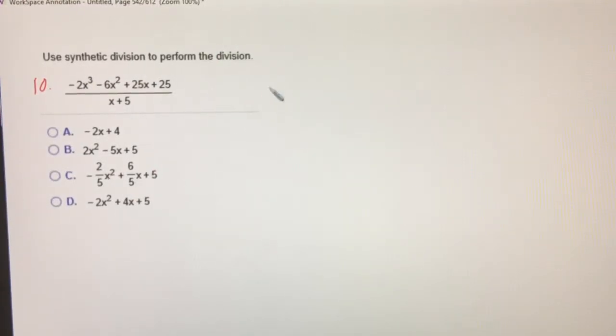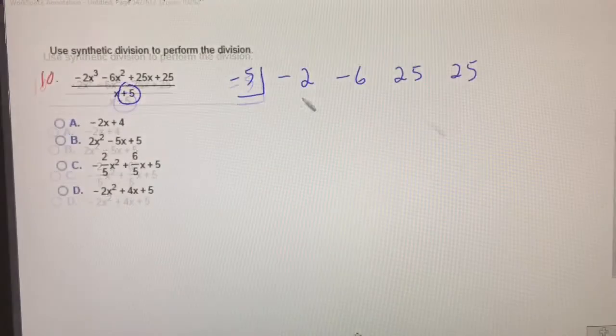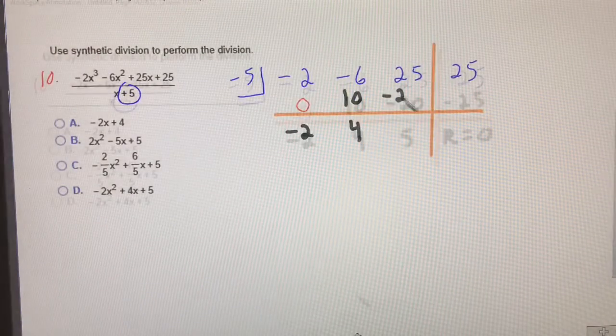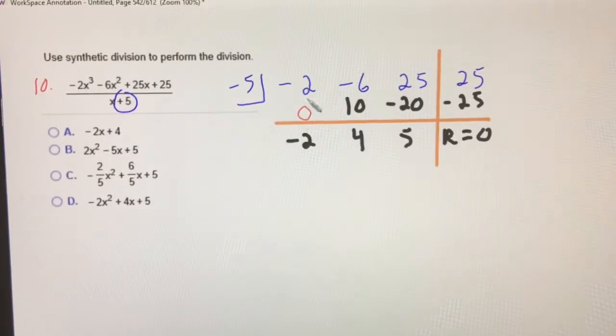Use synthetic division, no real calculator use for this. I actually have to do it, so I'm going to put the opposite in the backwards box. Write down the coefficients. So after I do the process, I add the negative 2 to the 0, that gives me negative 2. I multiply, that gives me positive 10. 10 minus 6 is 4. Negative 5 times 4 is negative 20. 25 minus 20 is 5. Negative 5 times negative 5 is negative 25.